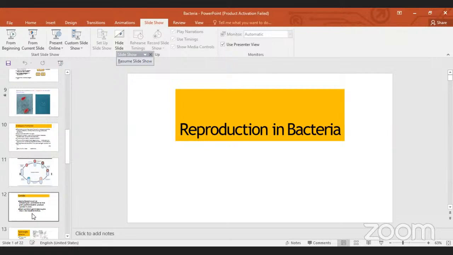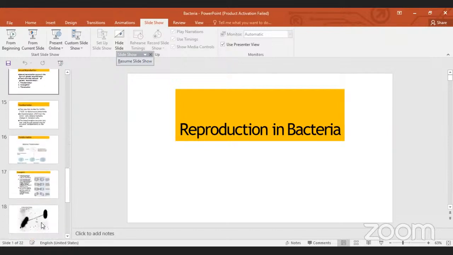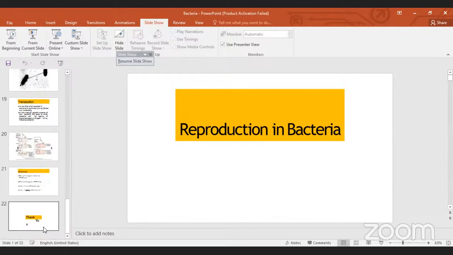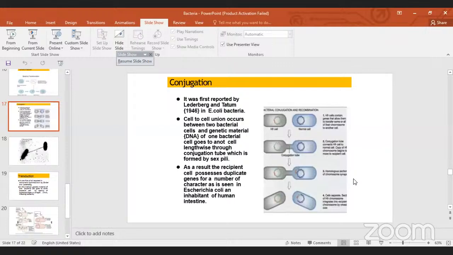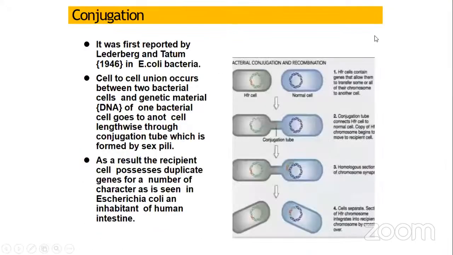And next one, conjugation. Completed, endospore formation, transduction. Conjugation. So first of all, it is first reported by Lederberg and Tatum. Remember the scientists, Lederberg and Tatum, in E. coli bacteria, Escherichia coli bacteria.